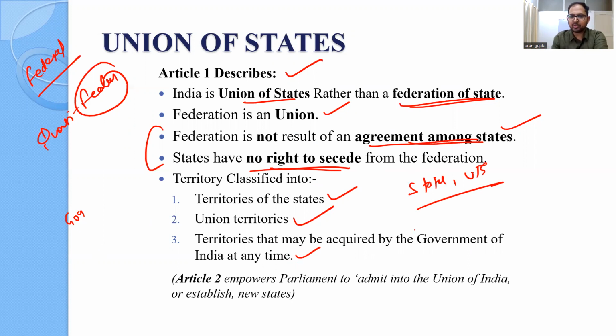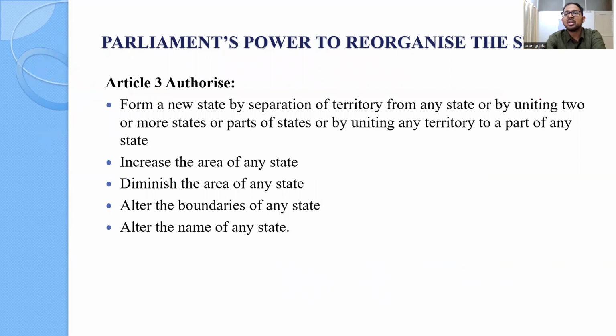Article 2 empowers Parliament to admit into the Union of India or establish new states. So it is under Article 2 that Parliament can admit into the Union of India any other territory, and also establish new states. Now, the Parliament's power to reorganise the states.